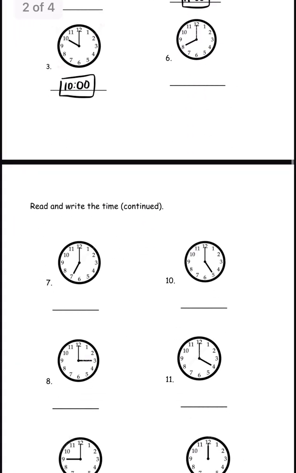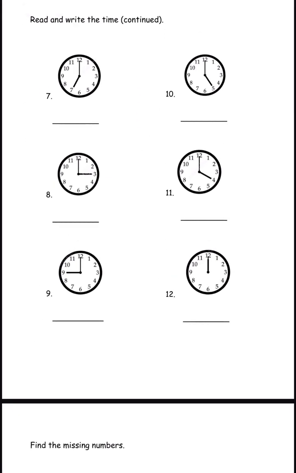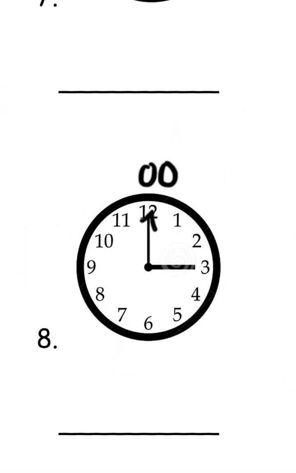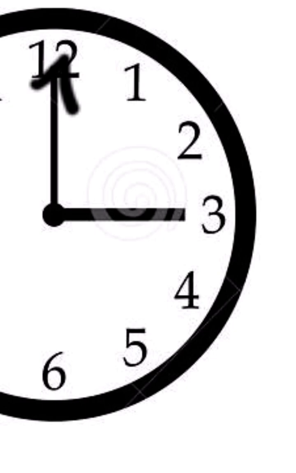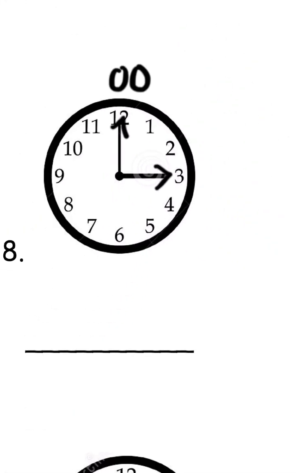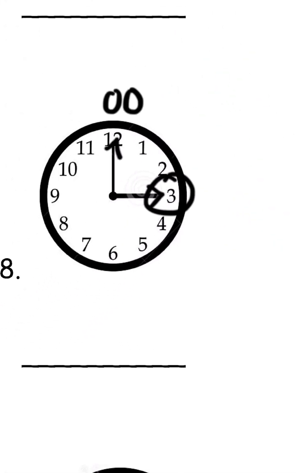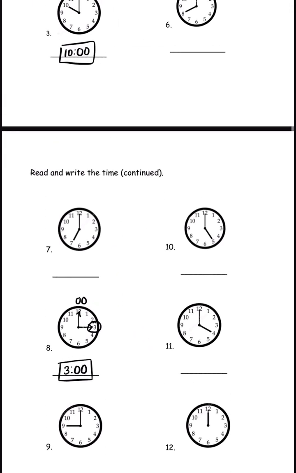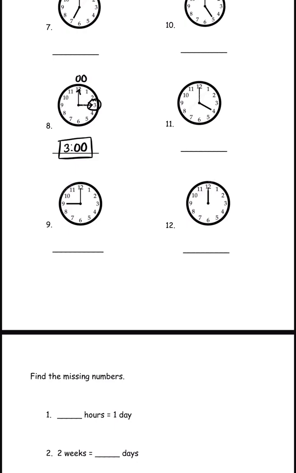Let's move on to the next page. For this page, it's also the same thing, so let's look at number 8. So it's again pointing at 12, so it's going to be 0 minutes. Since 12 times 5 is 60. And the smaller arrow is pointing at 3, so it means that it's 3 o'clock. And since it's pointing at 12, it means that it's 0 minutes, so it's going to be 3 o'clock. Let's move on to the next page.